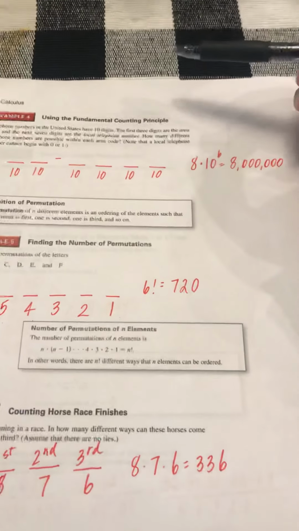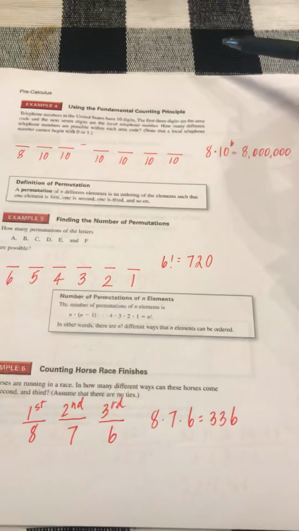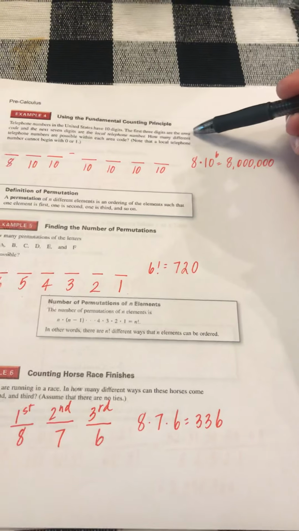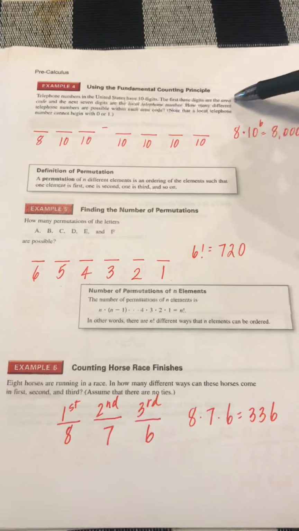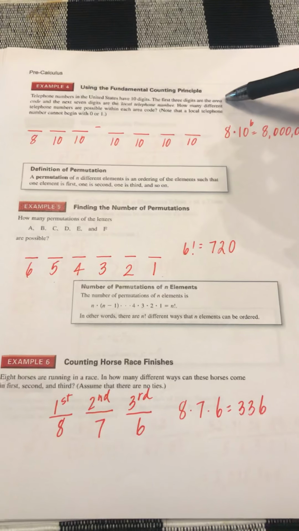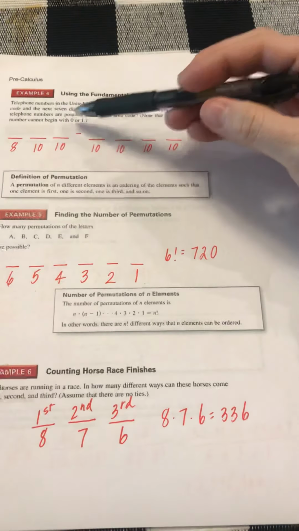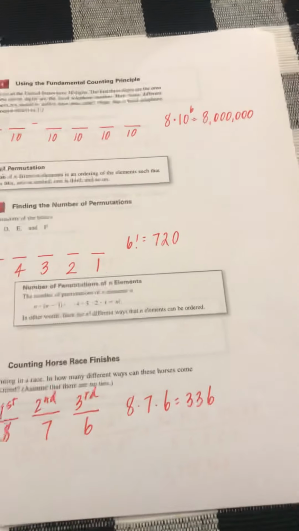Telephone numbers in the United States have 10 digits. The first 3 digits are the area code, and the next 7 are the local telephone number. How many different telephone numbers are possible within each area code? A telephone number cannot begin with 0 or 1.